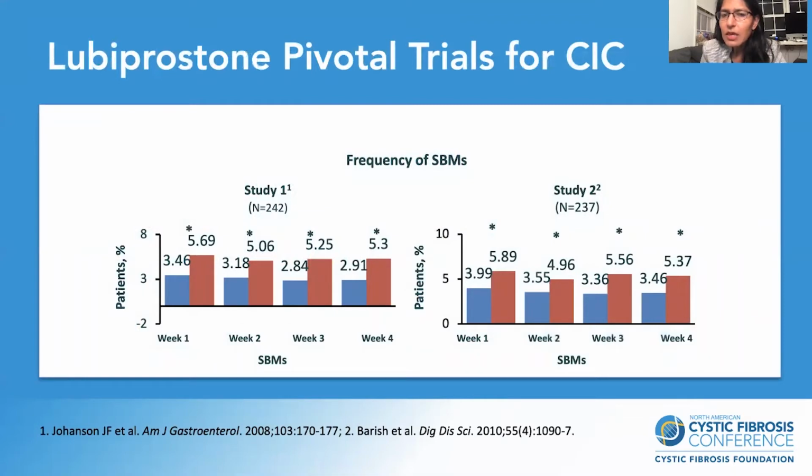These are the studies that have supported the use of lubiprostone for chronic idiopathic constipation. So in these studies, the primary outcome was the frequency of spontaneous bowel movements, meaning a bowel movement that did not require a laxative. And you can see that individuals that received lubiprostone had an increase in their frequency of weekly spontaneous bowel movements as compared to placebo, with an increase of at least 1 to 2 spontaneous bowel movements per week.